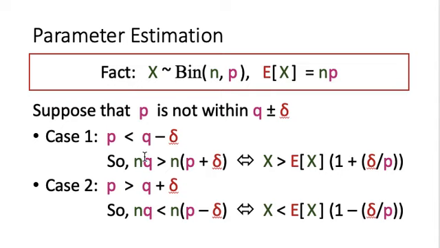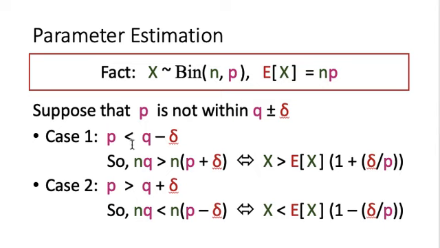Now we want to establish a relationship between n, delta, and gamma. So first, let us examine the case where p is not within the range of q plus or minus delta, and see what we can say about this case. Now when p is not within the range q plus or minus delta, there can be two possible cases. One is either p is too small, p is smaller than q minus delta, or the other case is p is too large, p is greater than q plus delta.